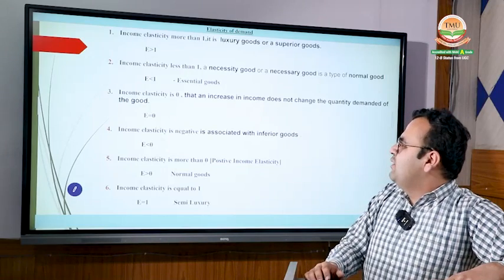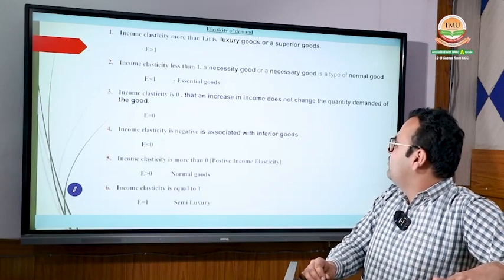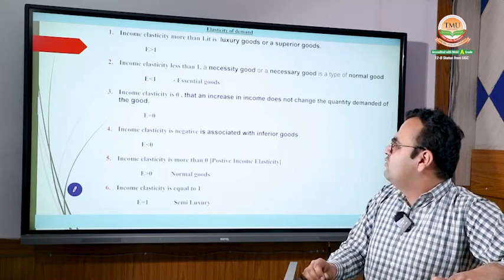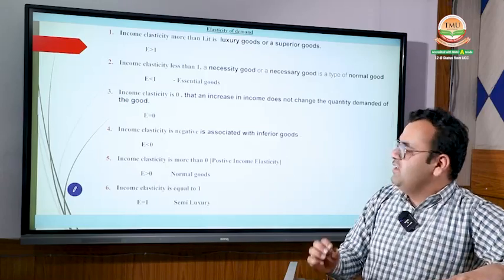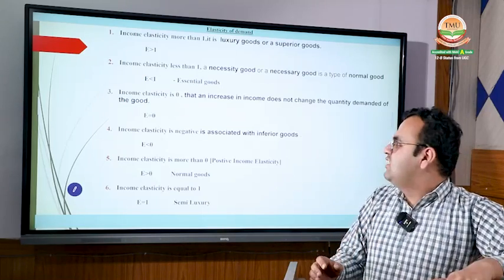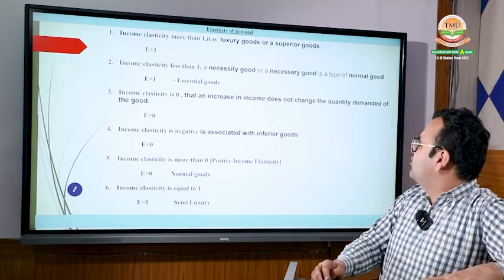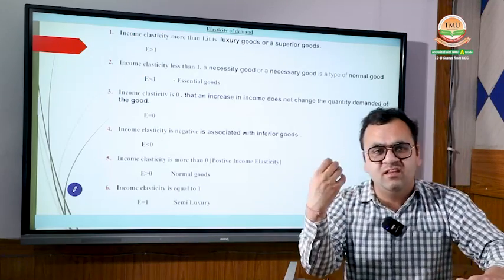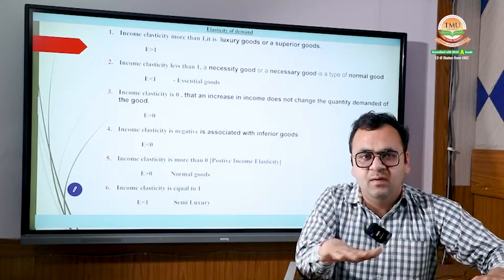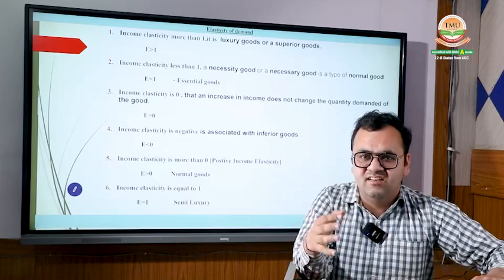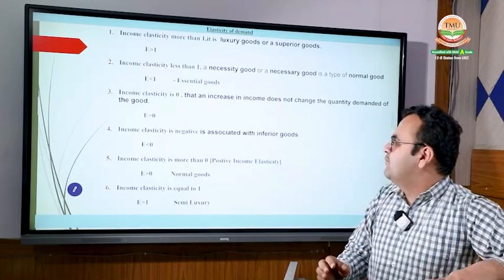Next, if income elasticity is zero, then an increase in income does not change the quantity demanded of the goods. It means that an increase in income does not change the quantity demanded. For example, his income has increased but his demand remains constant, it doesn't decrease and doesn't increase.